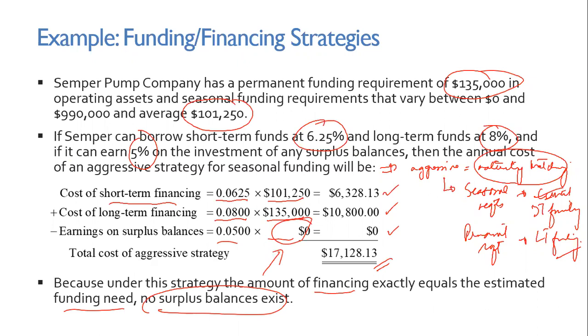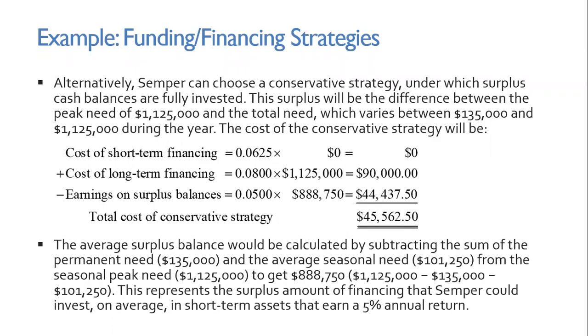Okay. Now let's try an example where there is a surplus balance. So let's try a different example. Okay. The company can choose a conservative strategy, and let's define the conservative strategy as all permanent funding. Okay, walang short-term funding. All permanent and therefore all long-term funding. Okay? So kung lahat ifa-fund mo, then you have to borrow 1.125 million, which is the peak. Okay? So in terms of short-term financing, there's no short-term financing kasi lahat nga long-term. Okay? At kung lahat long-term, you have to borrow 1.125 million. Okay? And the cost is 8%, so the total cost is 90,000.